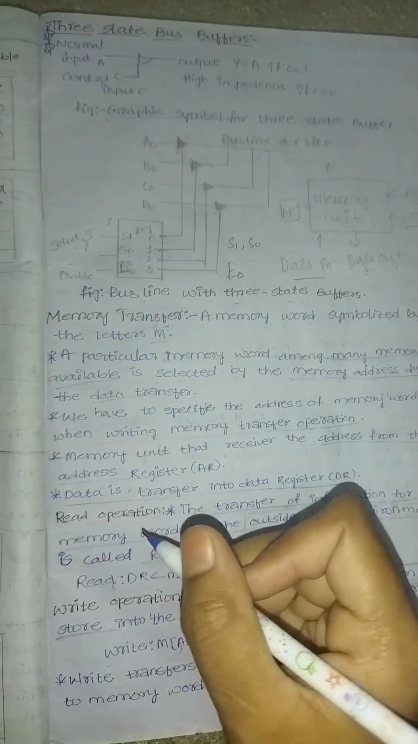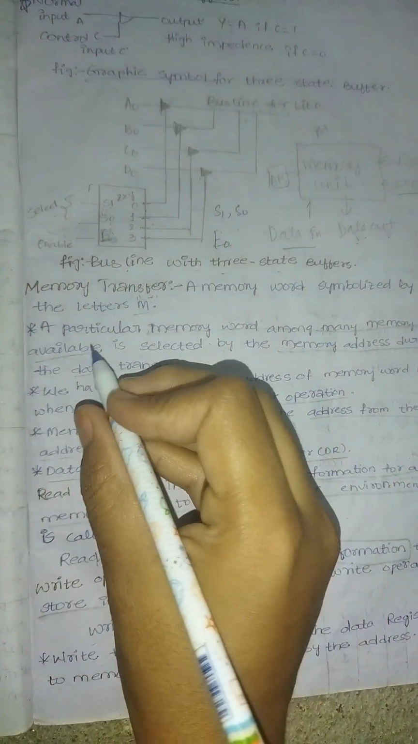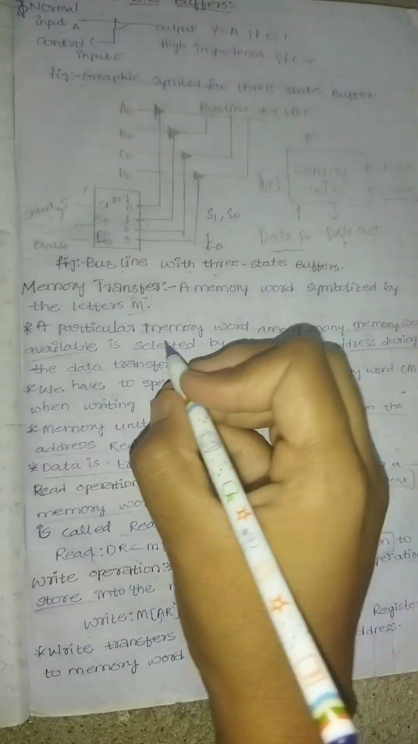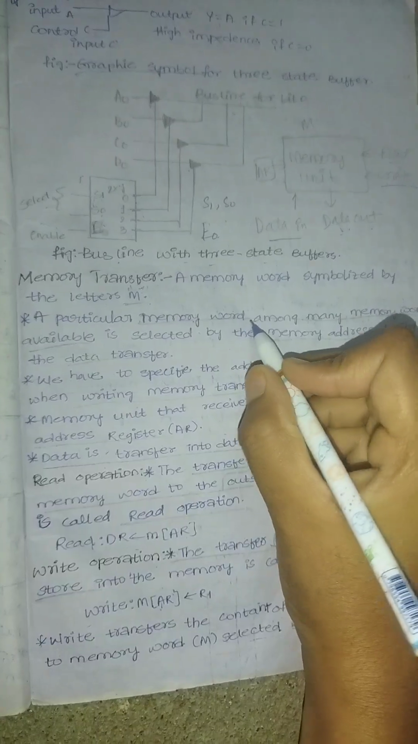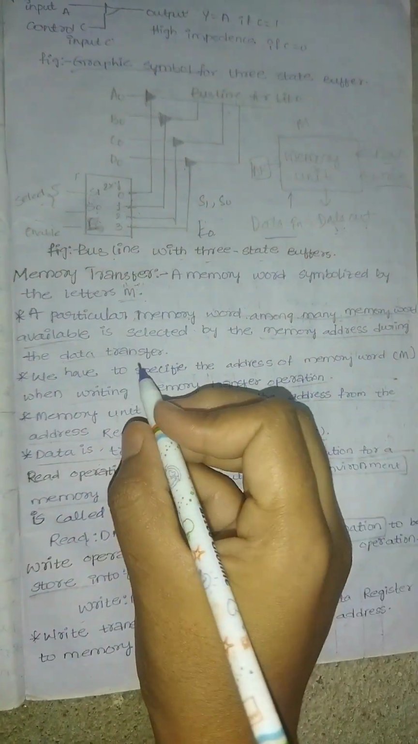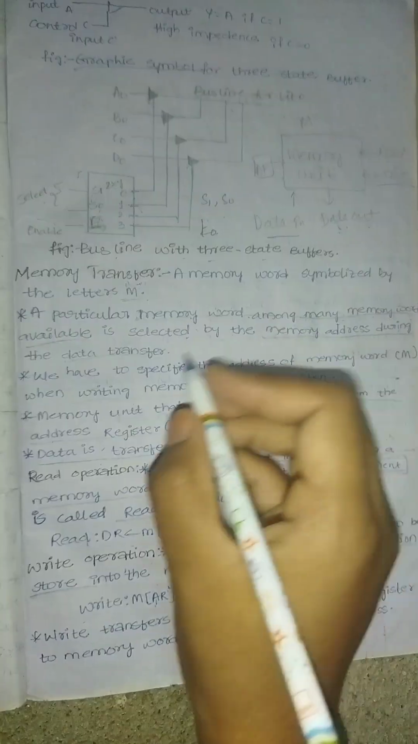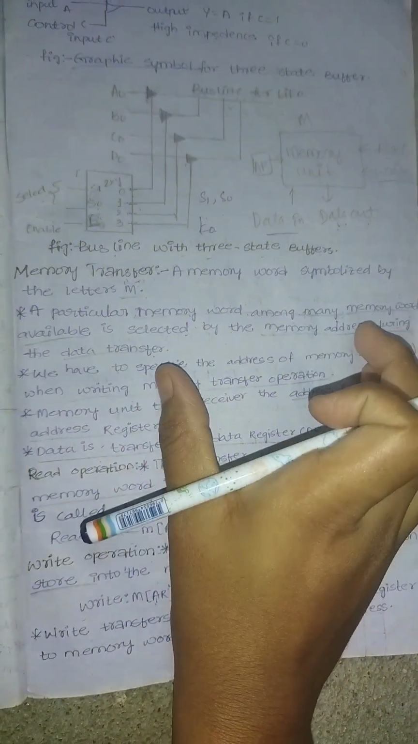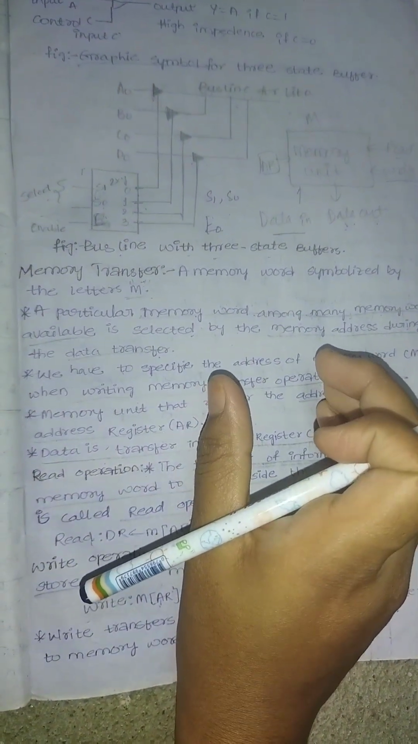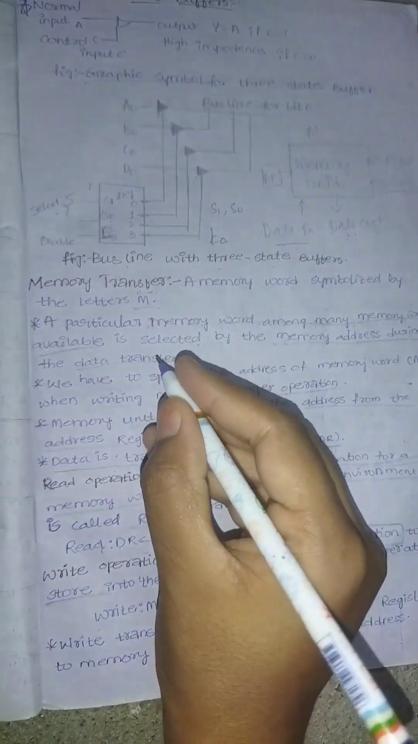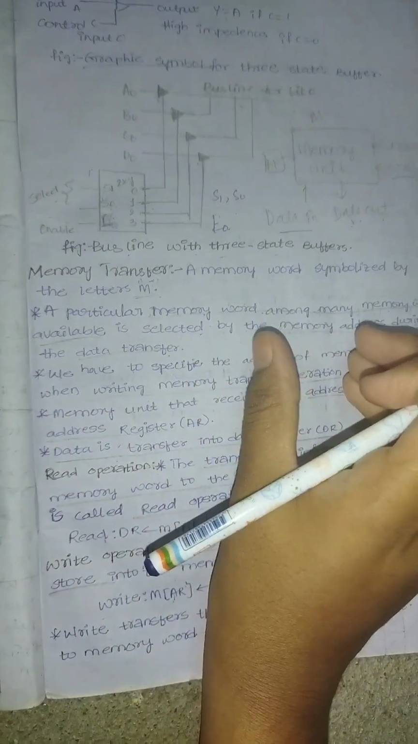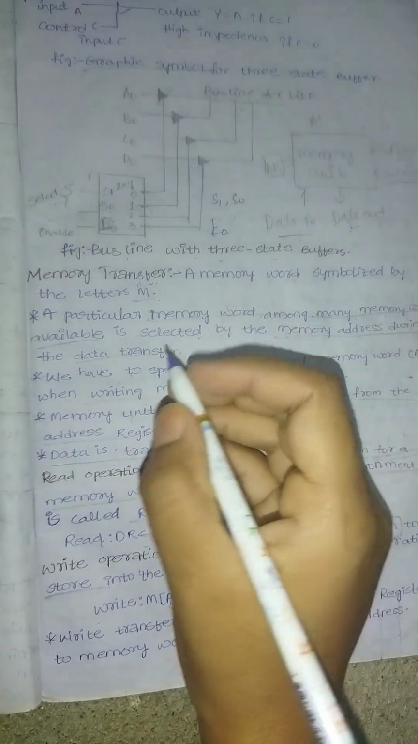It includes memory transfer, read operation and write operation. Memory transfer is the symbolic representation with M. It is used for memory storage purposes. A particular memory word among the many memory words available is selected by the memory address during the data transfer. It is used for data transfer purposes. With the memory address, the process is done by giving the selection inputs S1 and S0 and enable, which is represented with E0. S0 and S1 are the selection inputs. After giving these inputs, it will produce the data transfer.